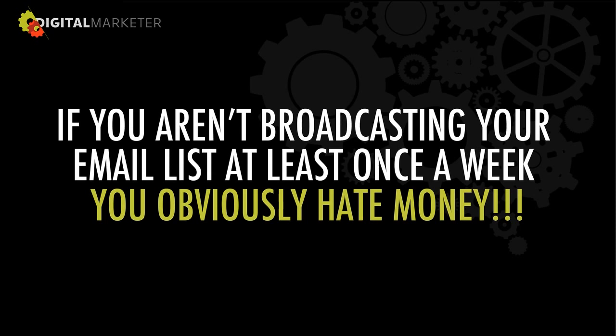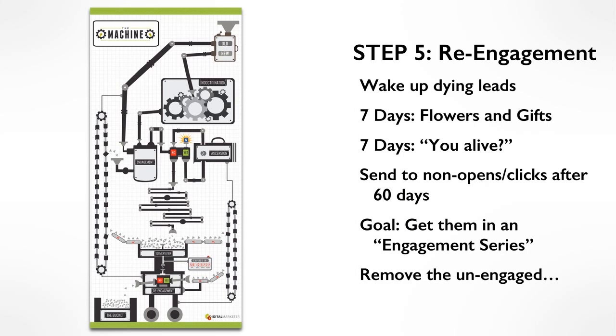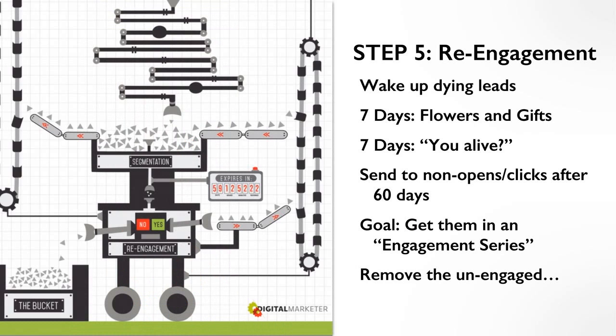All right, really, really quickly, re-engagement, the 5th phase. What happens if after 60 days they haven't opened or clicked on an email? All right, it's been 60 days, they haven't opened or clicked on a single email. You can actually set this up in Infusionsoft and say, okay, if somebody hasn't opened or clicked on one of my emails in 60 days, drop them in this re-engagement series. And the idea behind this is just to wake them up. So for 7 days, you're going to try to send them stuff. Hey, I've got this free thing for you over here. I've got this great gift over here, right? It's flowers and gifts for about 7 days.